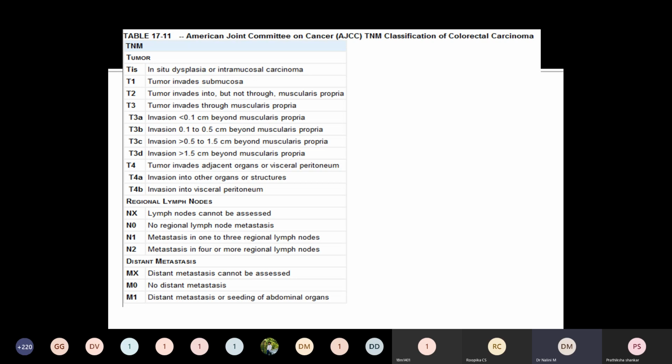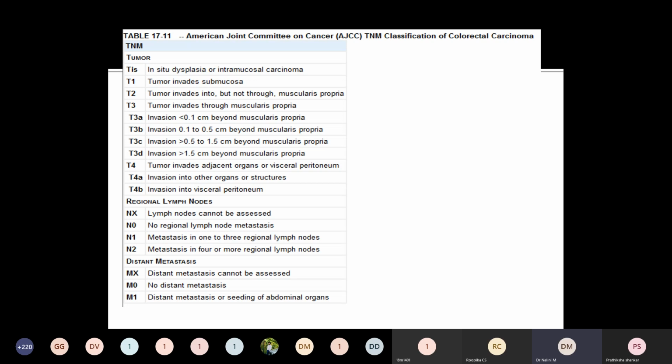Then T1, where the tumor invades the submucosa; T2, where it goes into but is not completely through the muscularis, so it could be in the muscularis but is not going beyond it. T3, it invades and passes through the muscularis mucosa. Again there are subtypes depending on how much beyond the muscularis mucosa the tumor has invaded: less than 0.1, 0.1 to 0.5, more than 0.5 to 1.5 centimeters, and more than 1.5 centimeters beyond the muscularis mucosa. So that gives us 3A, B, C, and D.